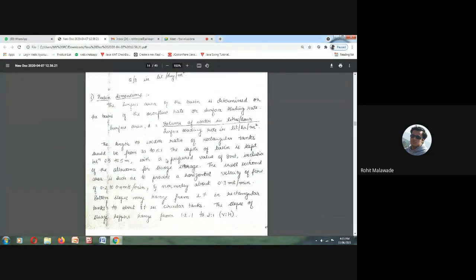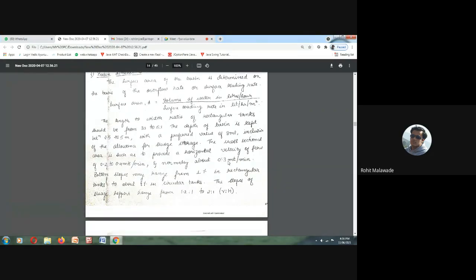With a preferred value of 3 meter. The depth should normally be around 3 meter, but it can vary between 2.5 to 5 meter. And it is the cross-sectional area, right? The velocity of the flow, as we have discussed, is normally around 0.3 meter per second.